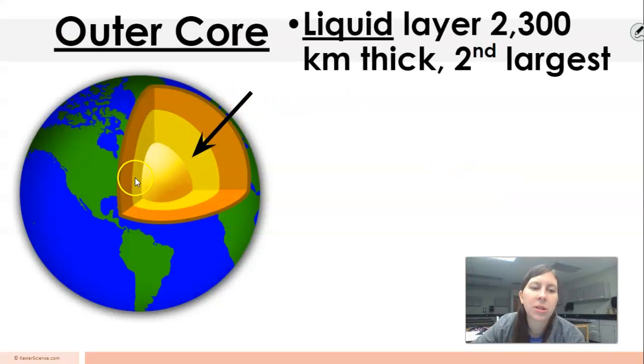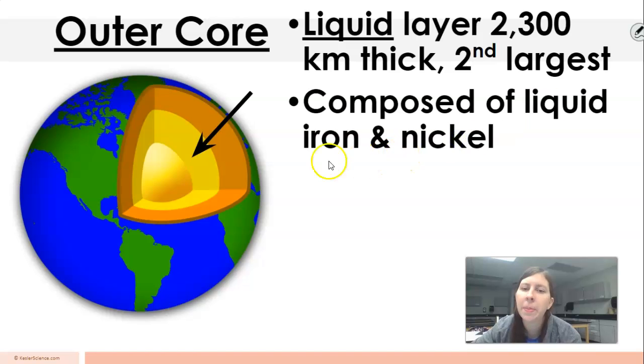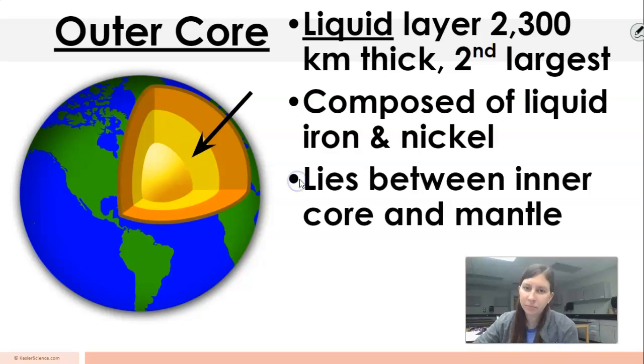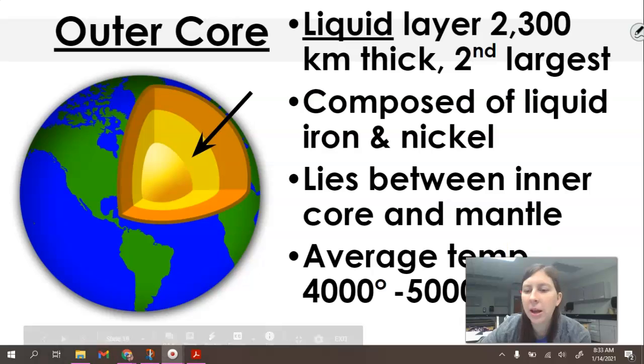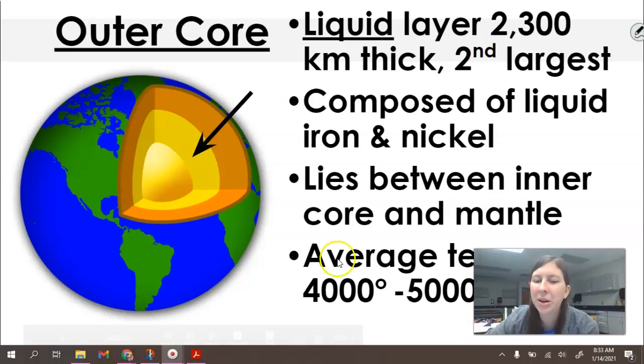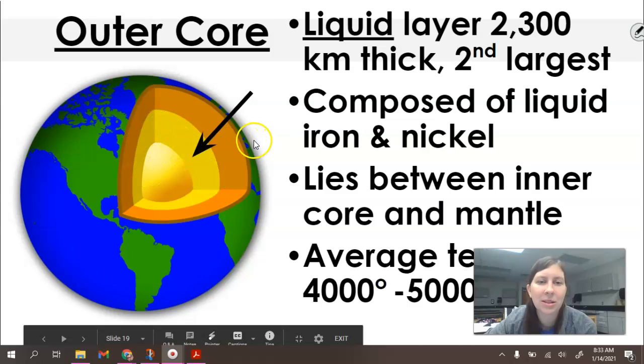Next, we've got the outer core, which is this yellow layer right here. It's a liquid layer. It's about 2,300 kilometers thick, so it's almost as big as the mantle, but not quite, so it's the second largest. It's mainly made of liquid iron and nickel. Those metals have very high melting points, and so it's very, very hot, and that makes them liquid. It lies in between the inner core and the mantle, and the average temperature is about 4,000 to 5,000 degrees Celsius. So like I said, very, very hot.